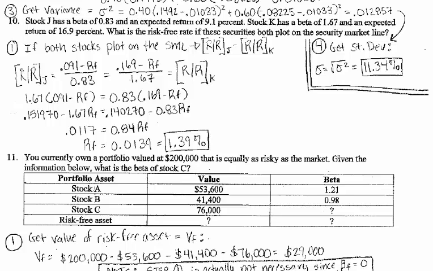Divide both sides by 0.84, and I get RF equals 1.39%. Okay, so that's how you would work a problem like that. And it's just a really good conceptual problem using Treynor ratios and making sure that you understand if they both plot on the security market line that you can set those two Treynor ratios equal.